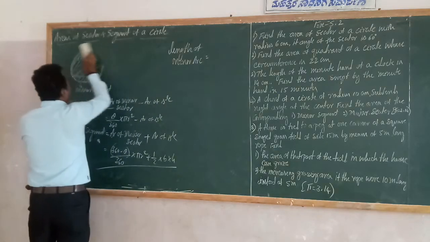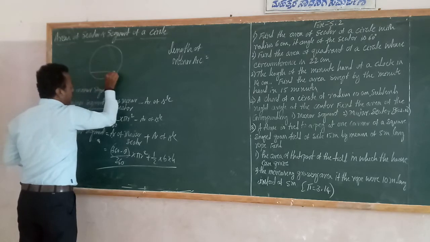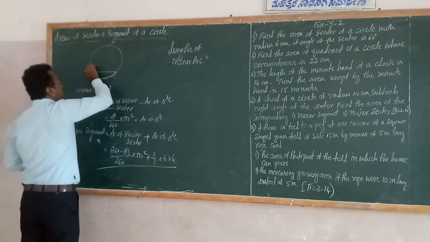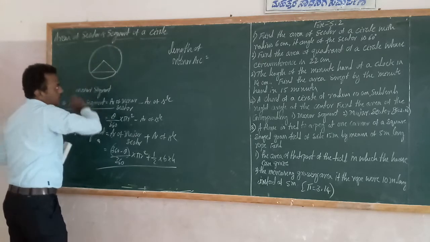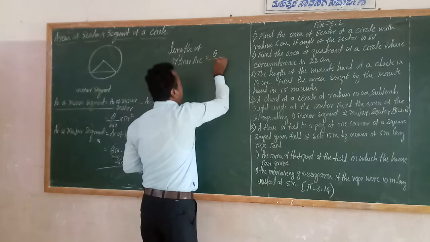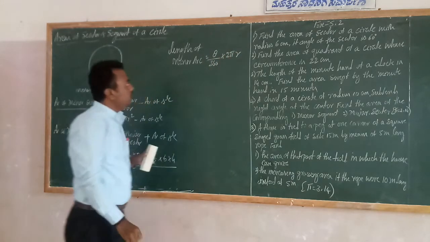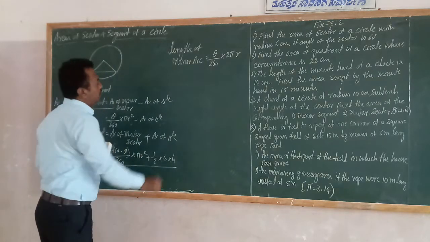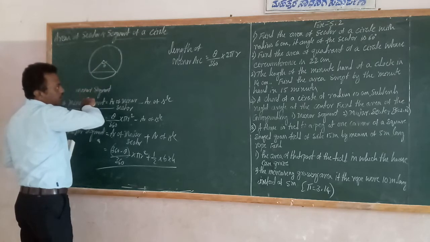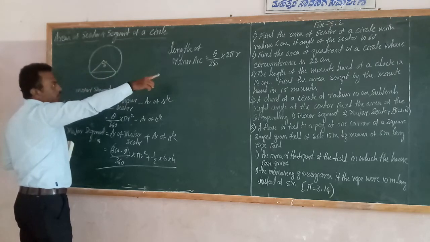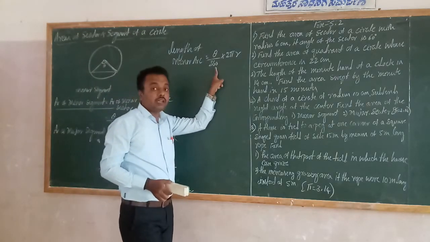How do you calculate the minor arc and the major arc? See, this is a circle. So this is a minor arc and this is a major arc. This is a sector. So what is the formula? Theta by 360 into 2 pi r. This is the length of the minor arc. Theta is this angle. So theta by 360 into 2 pi r. Pi means 22/7, r means radius. If you use this formula, we can get the length of the minor arc.